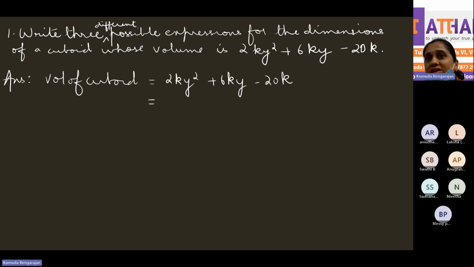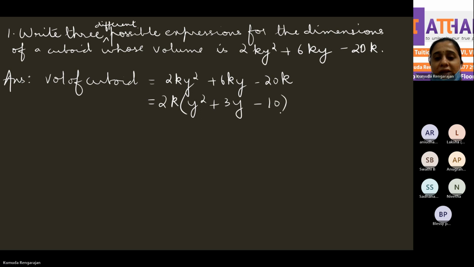When you have to factorize an expression, the first thing you should look out for is if the different terms have something in common other than 1. 1 is always common. Look at the terms 2ky square, 6ky, 20k. The numbers 2, 6, and 20 have 2 in common, and k everywhere. So 2k is common. Taking out the common factor is the first step in factorization. 2k. So you get y squared plus 3y minus 10.